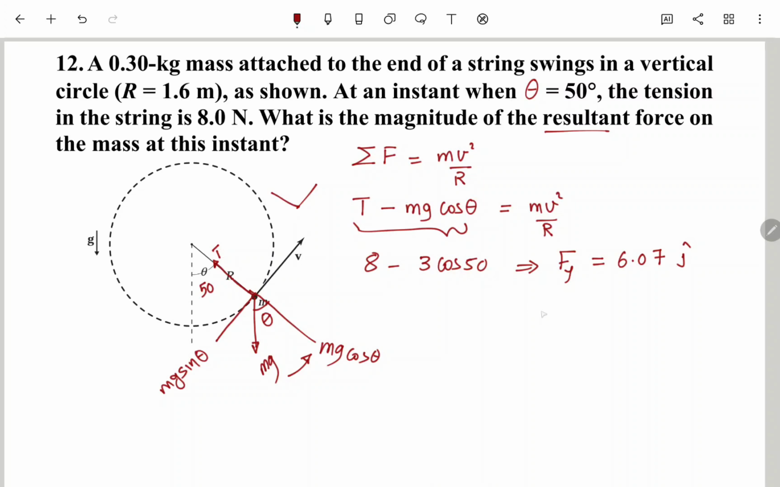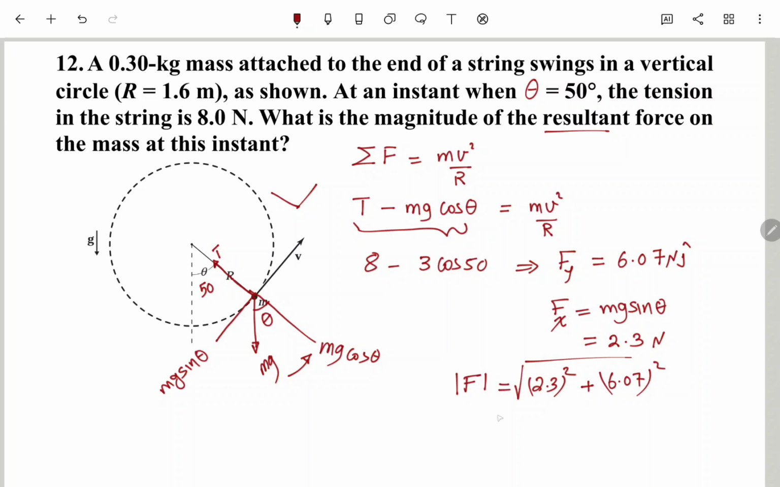Now, Fx in this case equal to this one here, mg sine theta, and you calculate this one here, it's 2.3 newtons, and this is Newton, by the way. So the resultant force equal to square root of 2.3 square plus 6.07 square, or equal to 6.5 newtons.